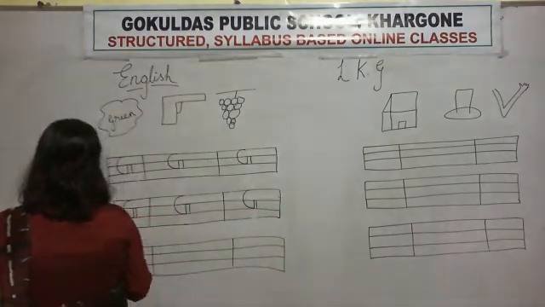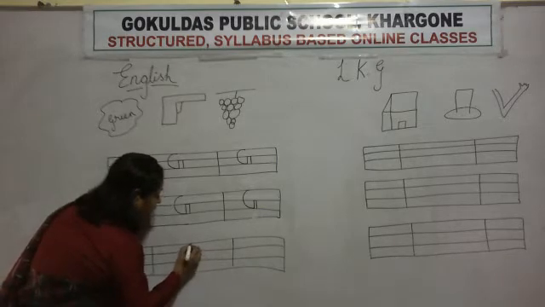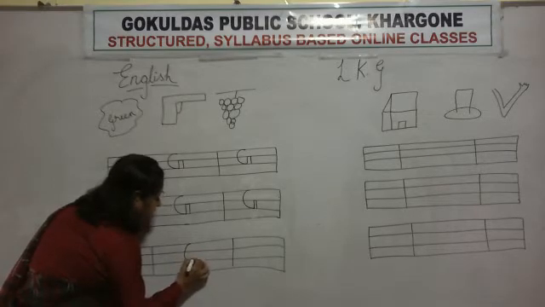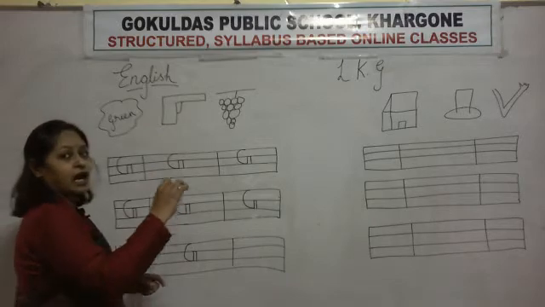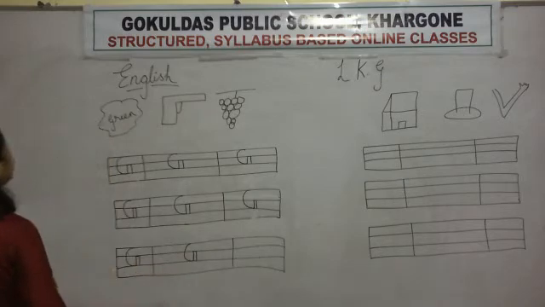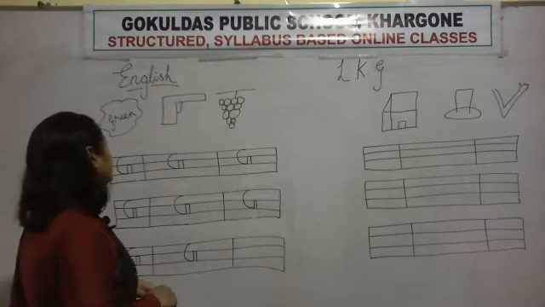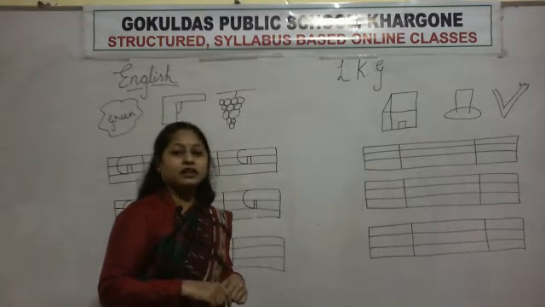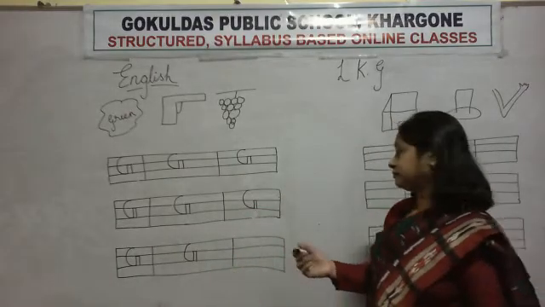Now again we will write. Okay. What you will do? You will make half circle up, sleeping line and down. Which letter is this? G. G for green, G for gun, G for grapes, G for girl, G for grass.